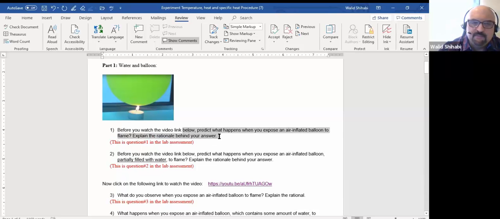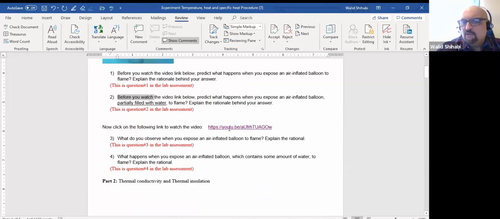You need to predict what will happen if you heat a balloon using any type of heating source, like a candle here, any open flame. Then also what will happen if you fill the balloon partially with water. So before you inflate it, you partially fill it with water, then you inflate the balloon and subject it to the heat.